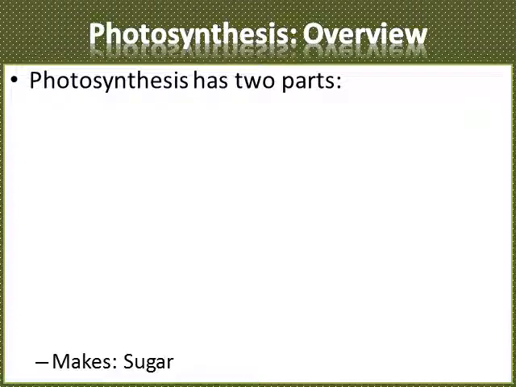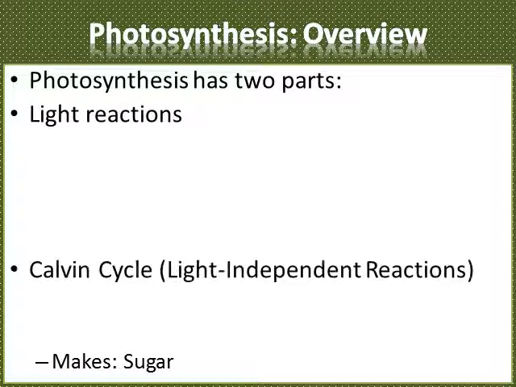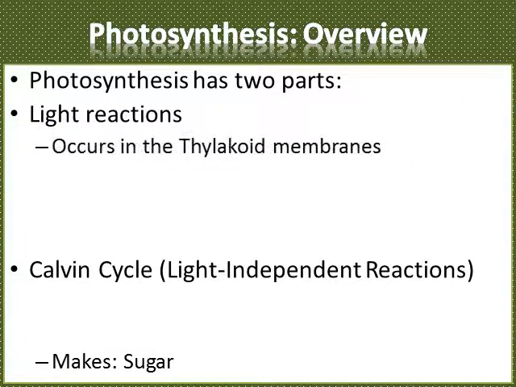Now there are 2 parts to photosynthesis. The first part is called the light reactions, so you can tell it needs light. That's why it's called the light reactions. And the second one is called the Calvin cycle, or the light independent reactions. This means that the Calvin cycle, since it's independent of light, doesn't necessarily need light directly in order to work. And we'll talk about what that means later. So first and foremost, we're going to concentrate on the light reactions.